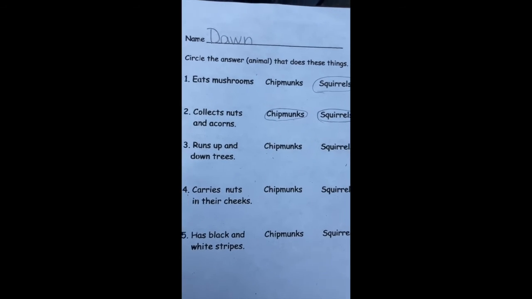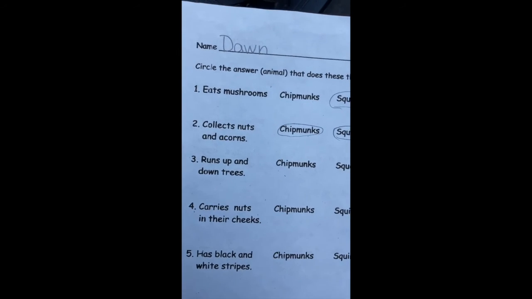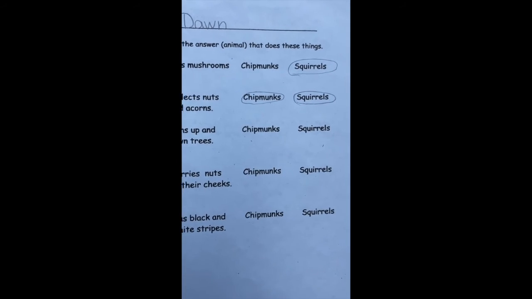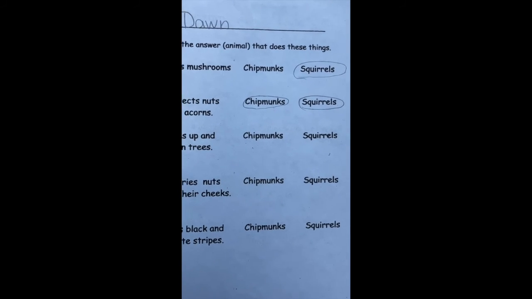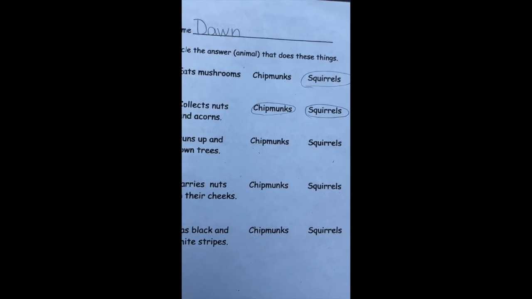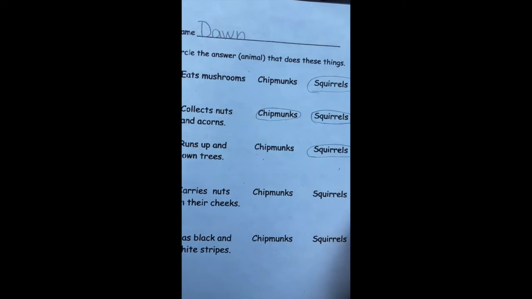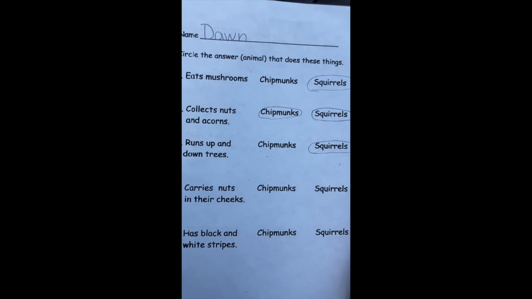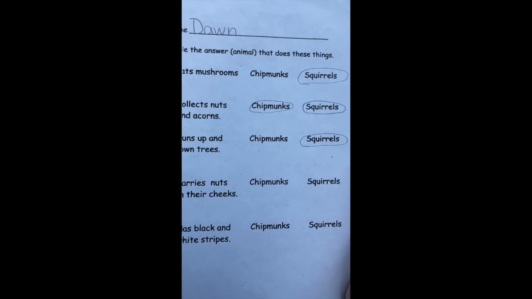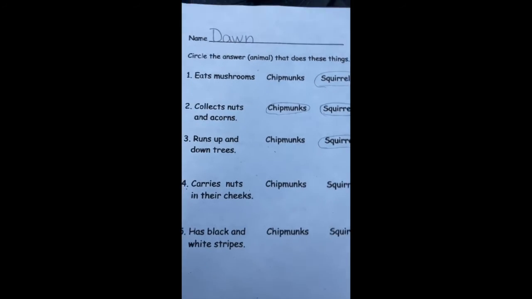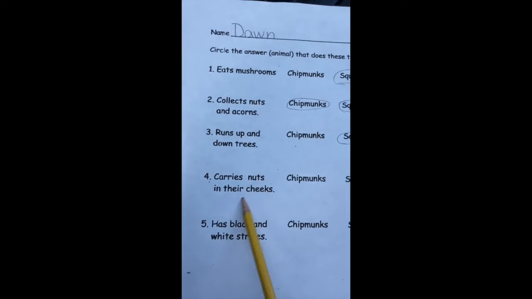All right, number 3. What runs up and down trees? Chipmunks or squirrels? Yes, it's squirrels. I actually came outside to film my video because I was hoping that I could see a squirrel running up a tree. But of course, they didn't show up today. Sorry. All right, number 4.